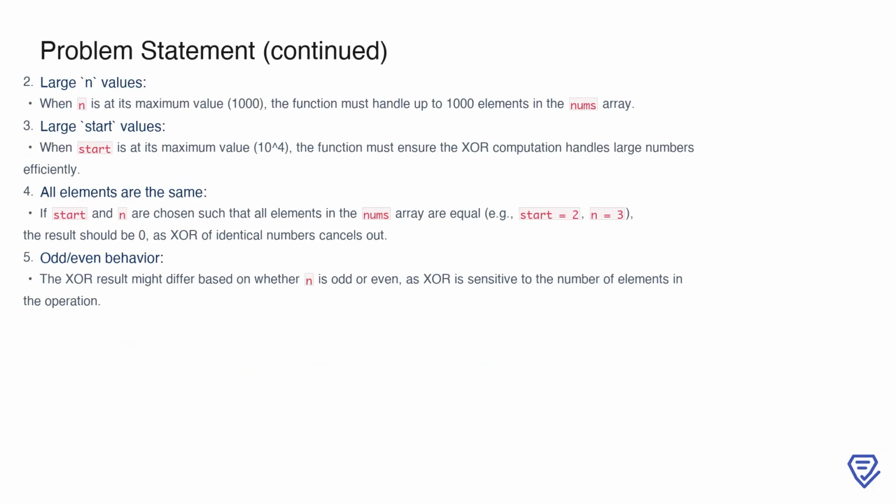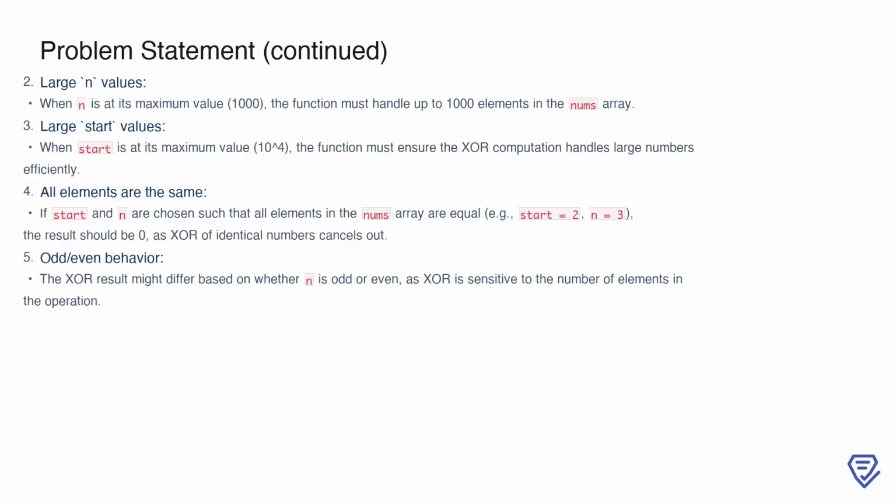Now let's examine some edge cases to better understand the problem. First, when n equals 1 and start equals 0, the array contains only one element, which is 0, and the result is simply 0. For large values of n, such as the maximum value of 1000, the function must handle the computation of XOR for up to 1000 elements efficiently. Similarly, when start is at its maximum value of 10,000, the computation must account for large numbers in the array.